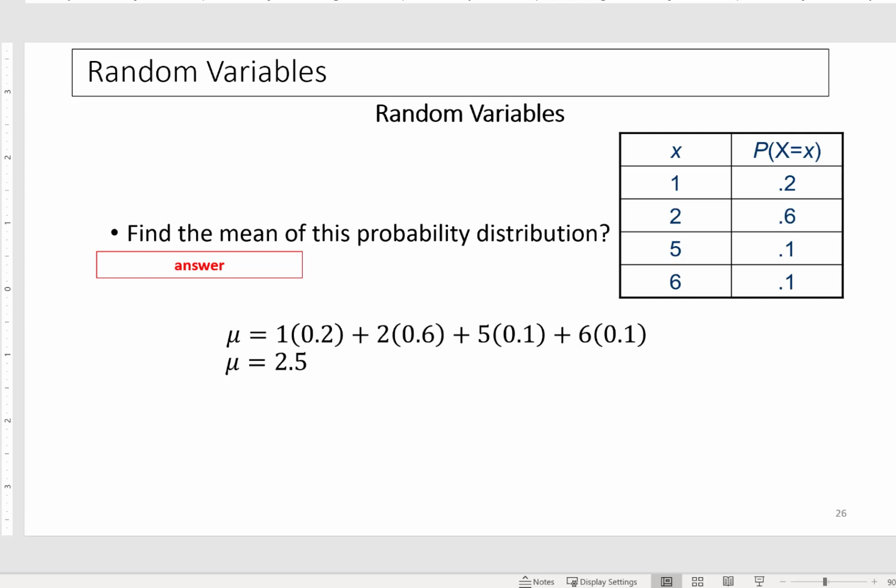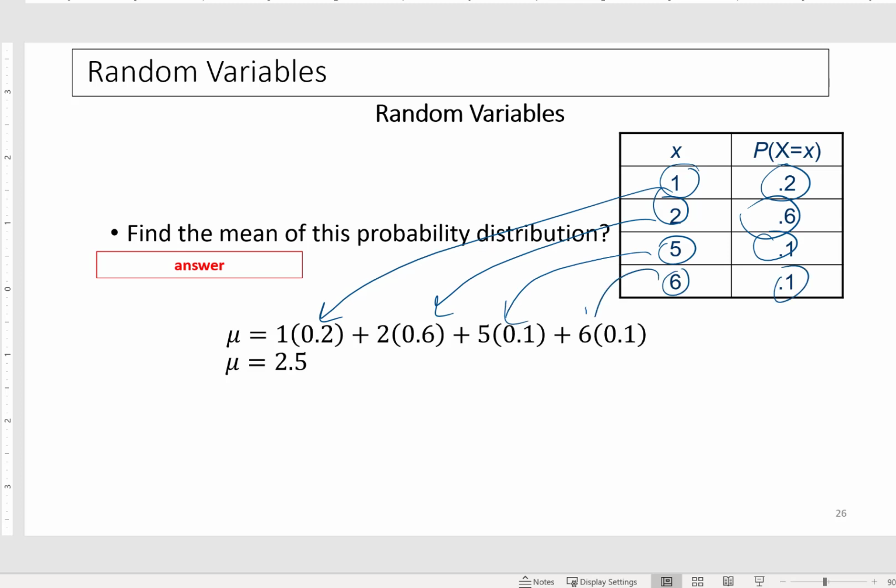So when we do that, again, we just take the variable value, multiply it by its probability, and we do that for each of the variable values. We take those products, and then we add them, and so the mean of this distribution is 2.5. The expected value for our random variable is 2.5. And as you can see, 2 has a huge probability of occurring. It's weighted high. So we should have seen that our mean should be somewhere near 2.